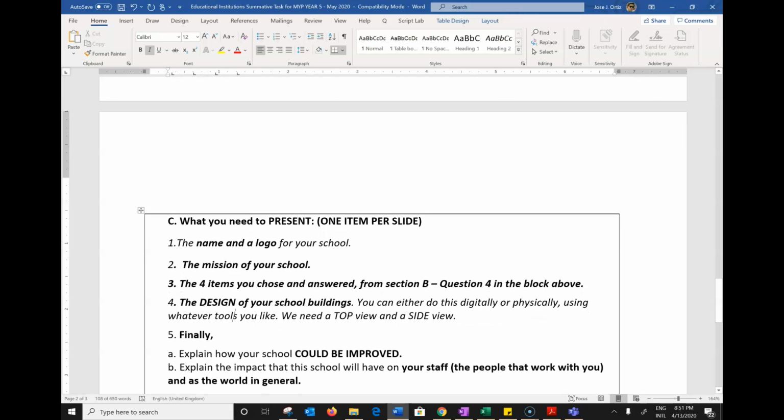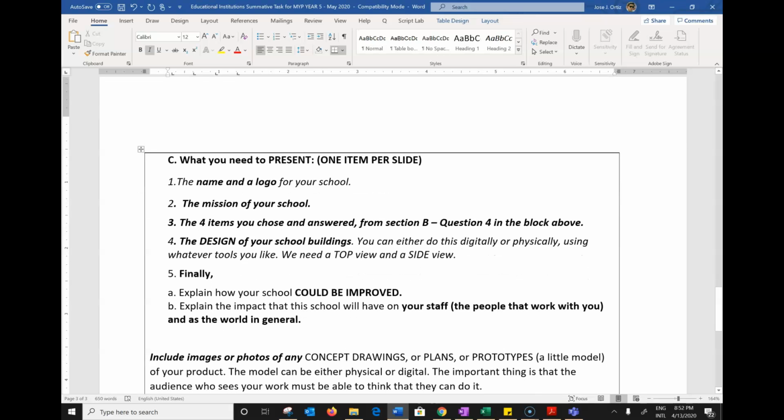Okay, then the design of your school buildings. Remember, you can do this digitally or physically using whatever tools you like. We need a top view minimum and a side view, which is what we did before. If you have questions, of course, you can ask them. And finally, explain how your school could be improved.